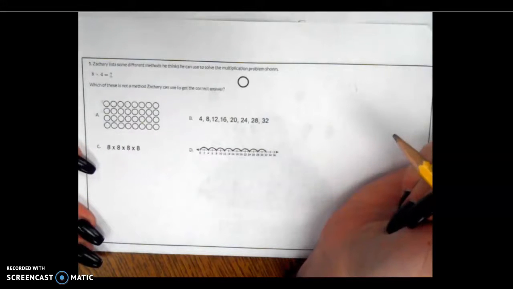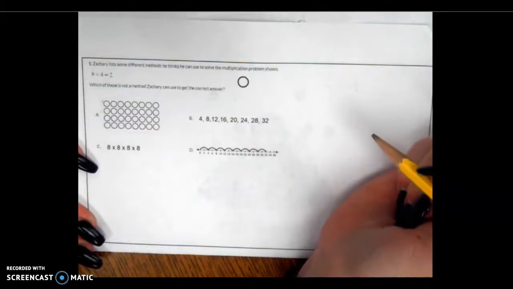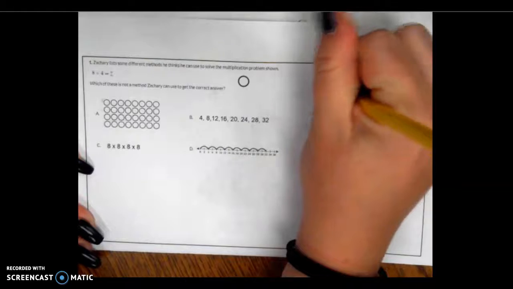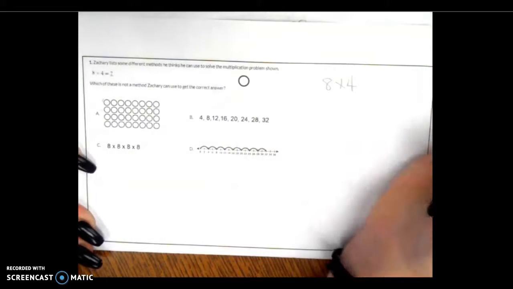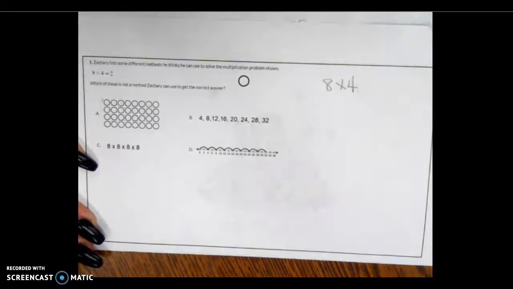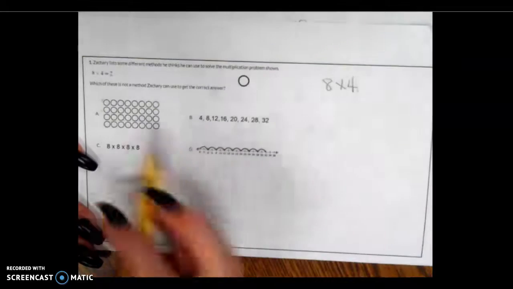Zachary lists some different methods he thinks he can use to solve the multiplication problem shown. 8 times 4. Which of these is not a method Zachary can use to get the correct answer? So boys and girls, we're going to look at each answer one by one. Let's start with A. So A, boys and girls, what strategy is this?